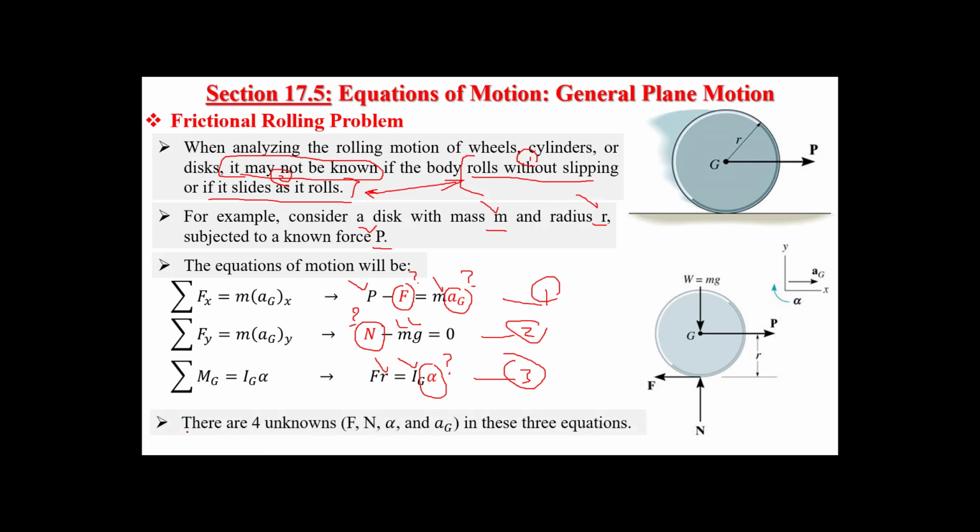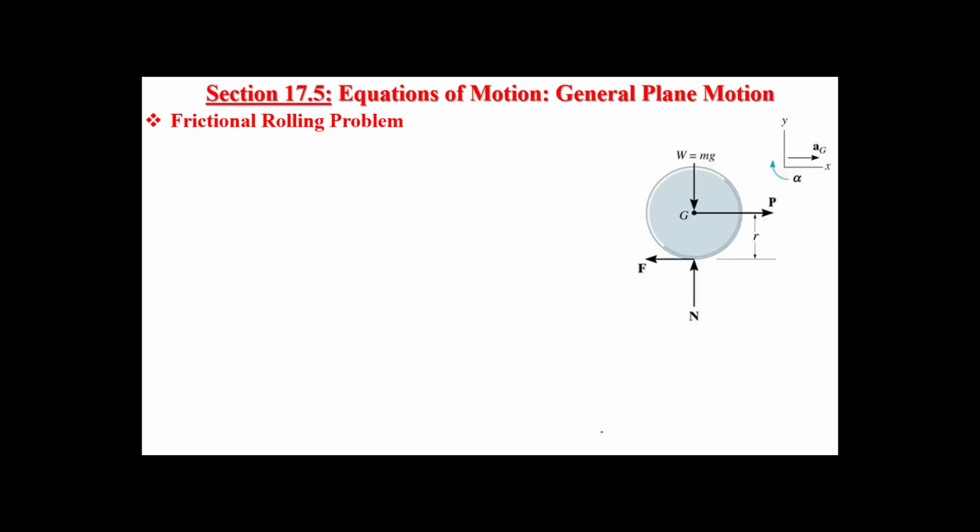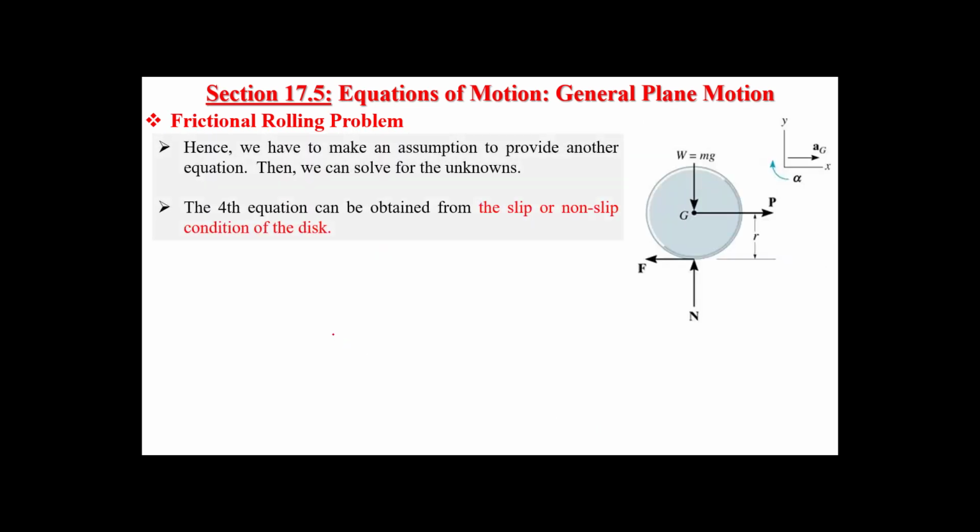So yeah, here is the conclusion. There are 4 unknowns اللي هم ال friction force, ال normal force, ال angular acceleration وال acceleration of the centroid, and 3 equations. Okay, so as a result we need hence we have to make an assumption, okay, to provide another equation. We need 4 equations in order to solve 4 unknowns. Then we can solve for the 4 unknowns. The fourth equation can be obtained from the slip.